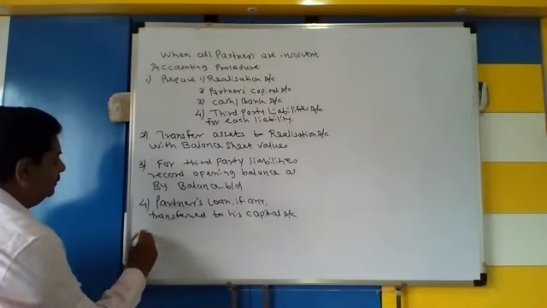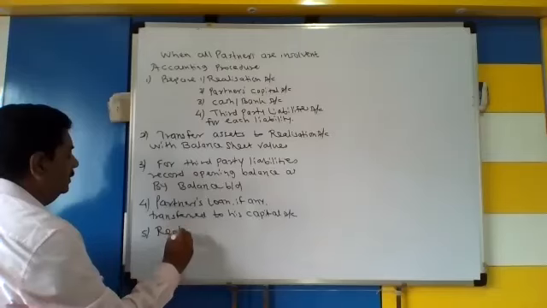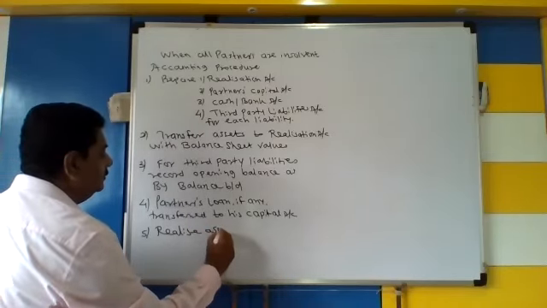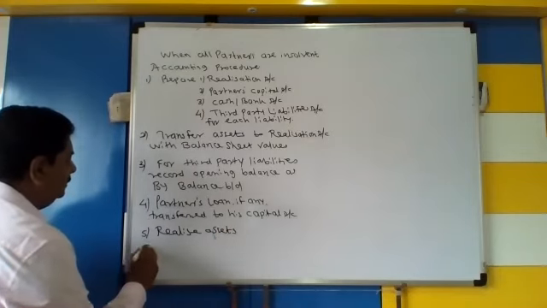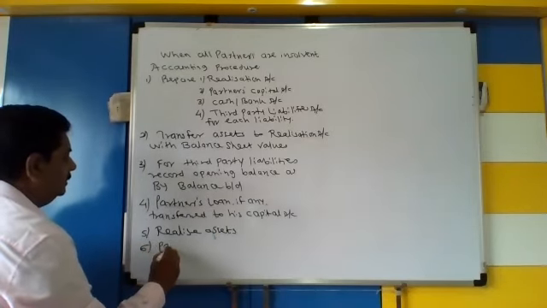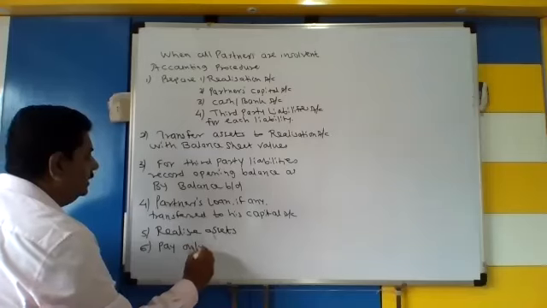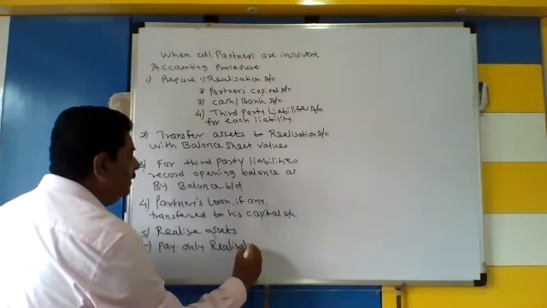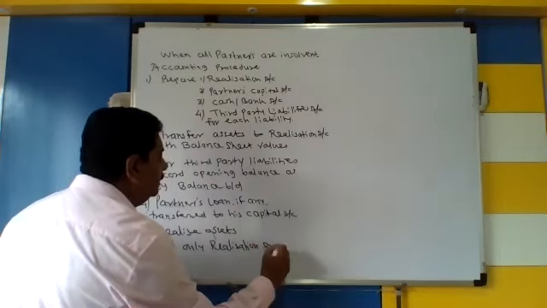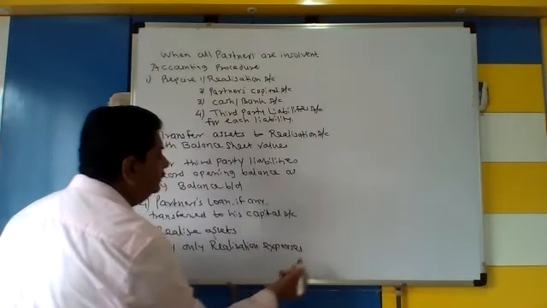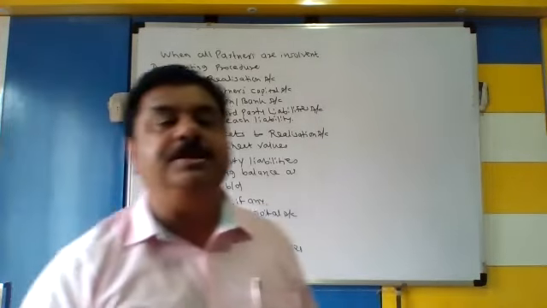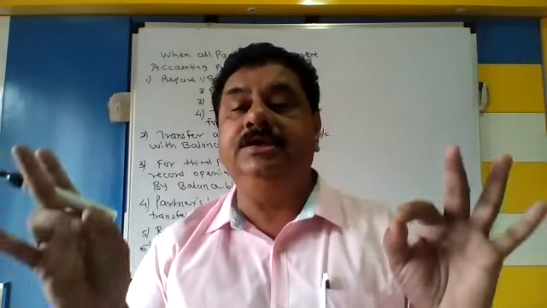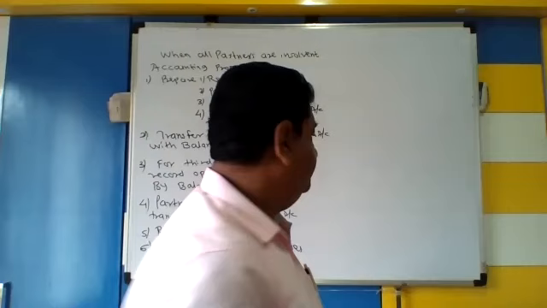Number 5, realize assets. Number 6, pay only realization expenses. Only because we don't have money. हमारे पास पैसा ही नहीं है, तो आपको बस रियलाइजेशन एक्सपेंसेस का ही पेमेंट आप कर सकते हो. यू कैन पे ओनली रियलाइजेशन एक्सपेंसेस.